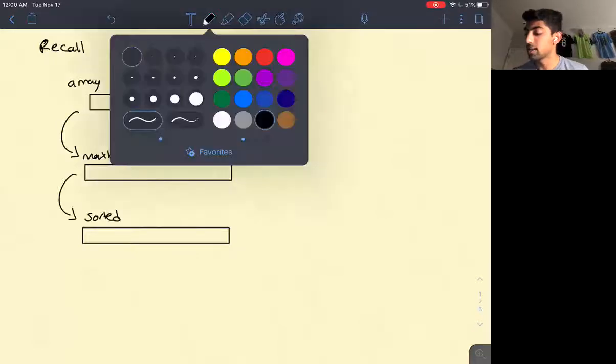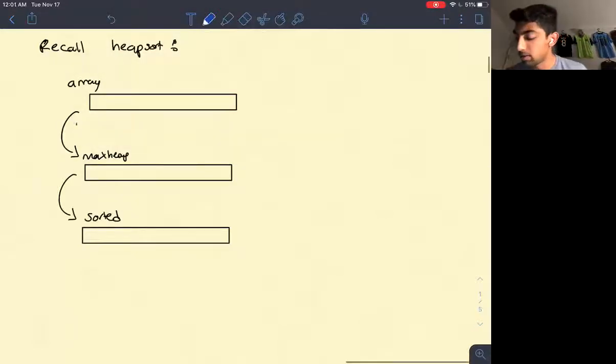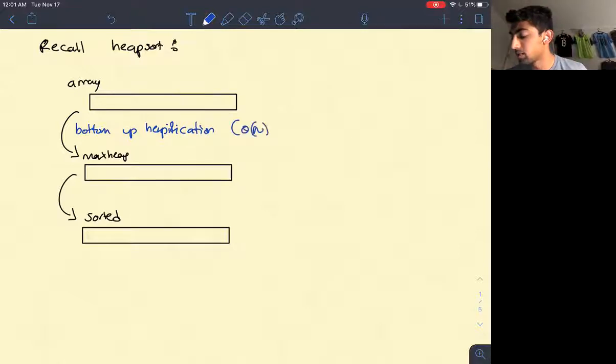The process for making it into a max heap is called bottom-up heapification, and it takes theta of n time, which is pretty cool. The process of taking the max heap and making it sorted is an iterative process of remove max and placing max at the end.